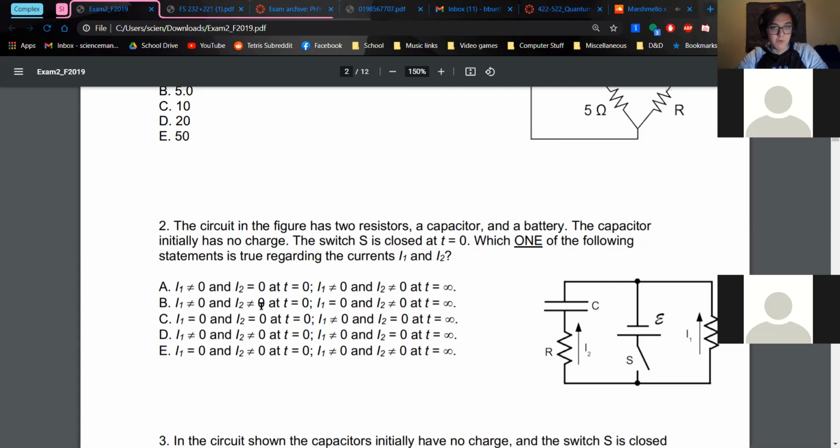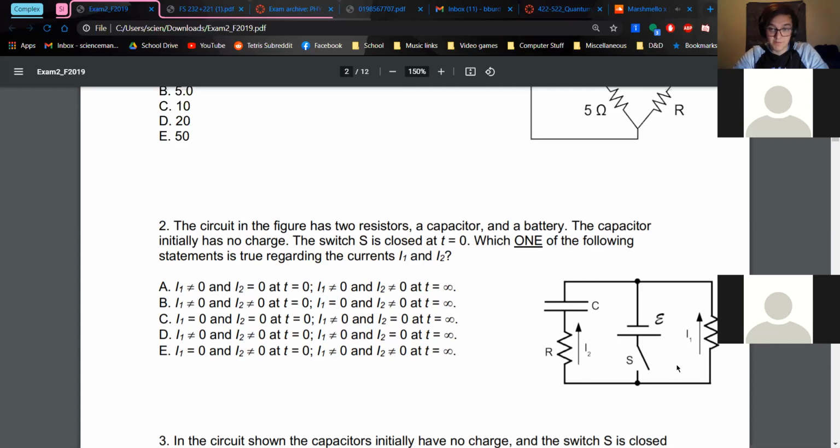Because we said both I1 and I2 have to be non-zero, and only B and D have that at t equals 0. Okay. So now at t equals infinity, now the capacitor is fully charged. So that means that it doesn't want to accept any more charges, and current is the thing that's pushing those charges on there. So the capacitor has got charge on there. It's not going to allow any more current to flow though, because it's like pushing against a wall. It's not going to happen. You can't shove any more charge onto those plates.